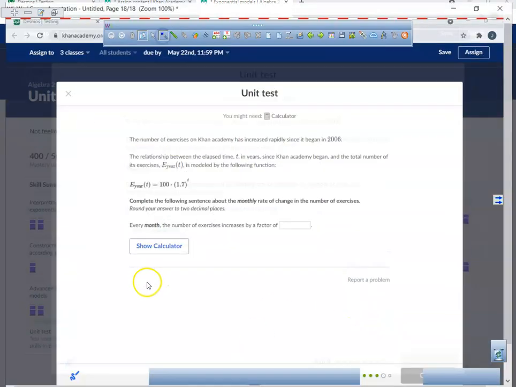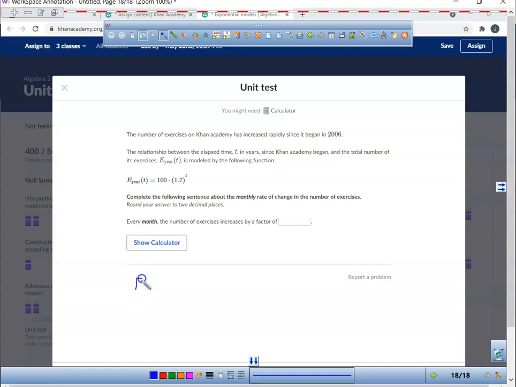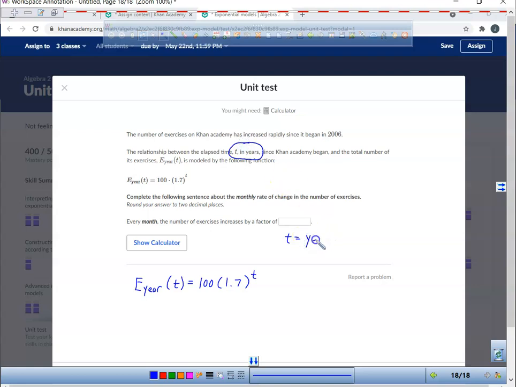I know this problem's kind of hard to see, so I'm going to write a little bit bigger. It has an E, then the word year, then a parenthesis, t equals 100 times 1.7 to the power of t. Whenever you're doing these problems, it's very important that you understand that t represents years. Now, this is called an exponential model.